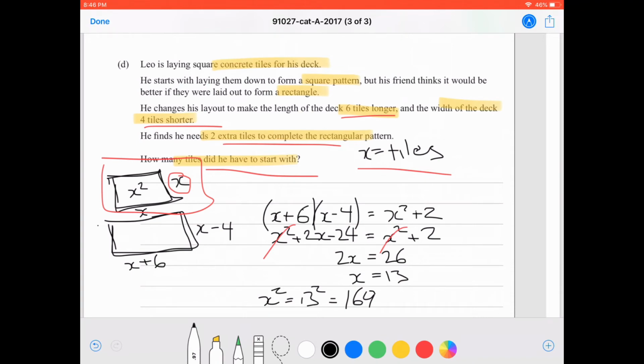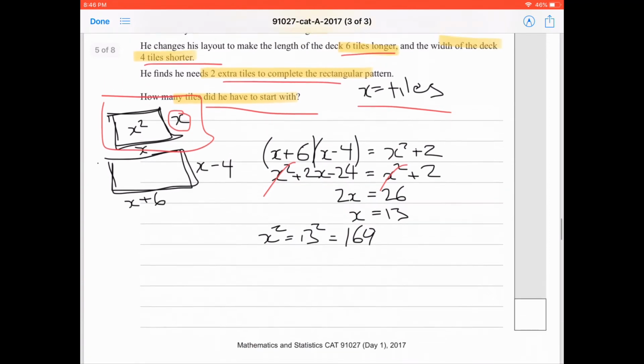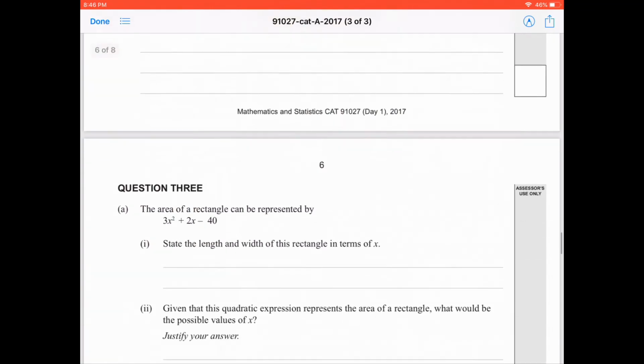Okay, I hope that made some sort of sense. Honestly, if I was looking at that equation and doing it in the test, I would possibly struggle. I've got the help of the marking schedule here with me. Anyways, moving on to question 3.